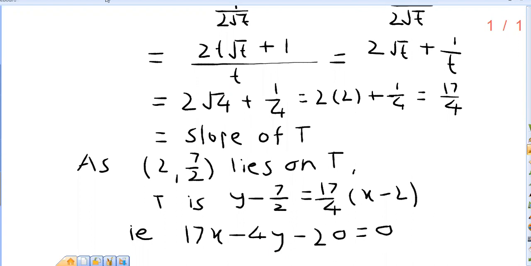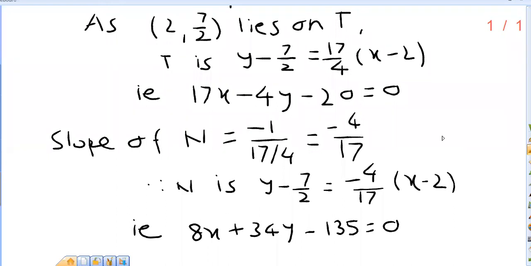Now find out equation of normal. Now what will be the slope of normal? It is minus 1 upon slope of tangent, that is minus 4 by 17. Normal also passes through the same point. So what will be its equation? Y minus y1 equal to m into x minus x1. That is y minus 7 by 2 equal to minus 4 upon 17 into x minus 2. Rearrange the terms to get 8x plus 34y minus 135 equal to 0 as equation of normal. Write down.